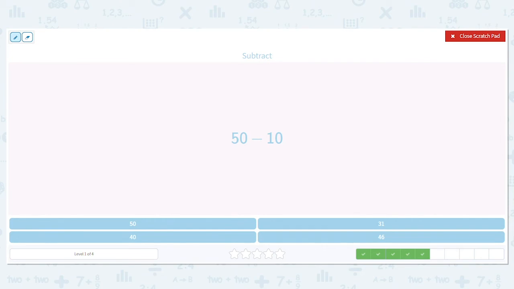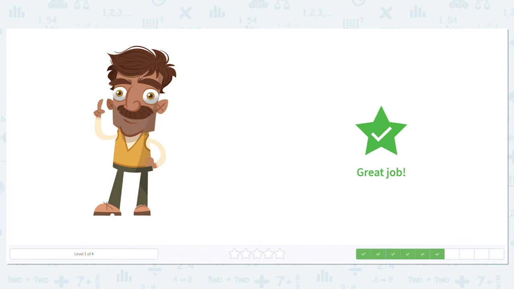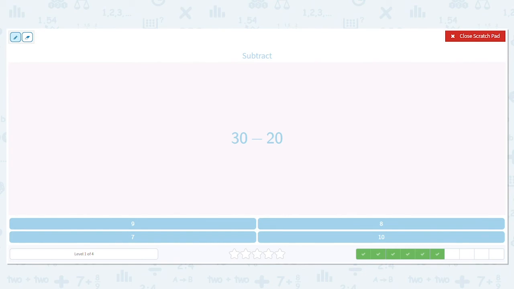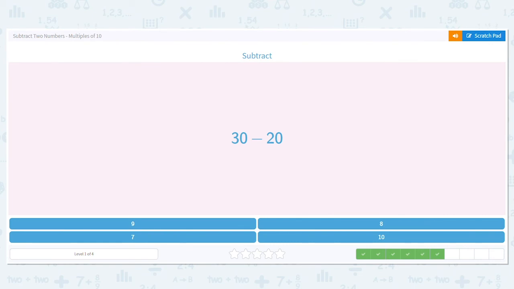Okay, so I'm going to start with my ones. 0 minus 0 is 0. And now I do 5 minus 1, which is 4. So 50 minus 10 equals 40. Let's do the next one. 30 minus 20. Okay, we start with our zeros. 0 minus 0 is 0. Then I do 3 minus 2. What is 3 minus 2? 1. So 30 minus 20 equals 10.